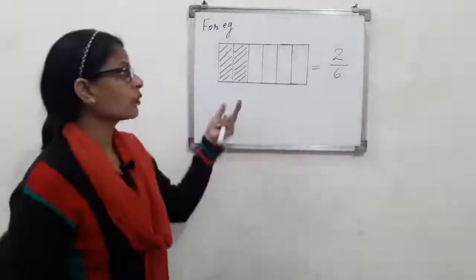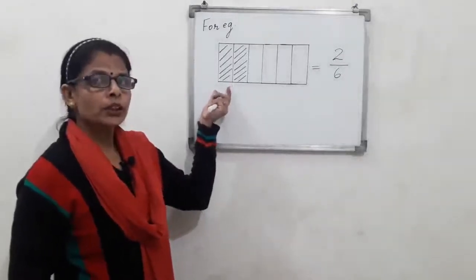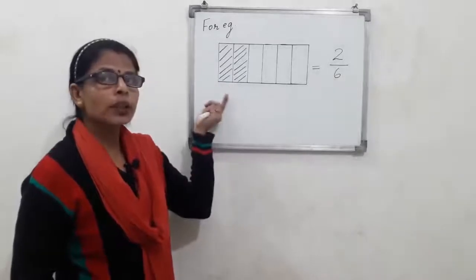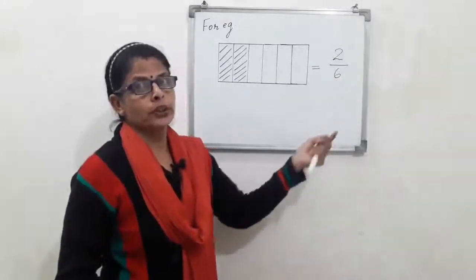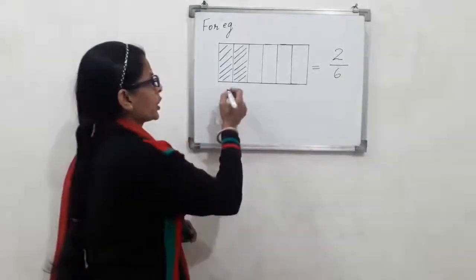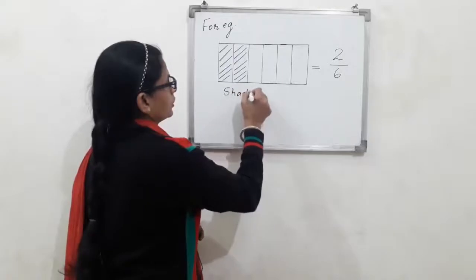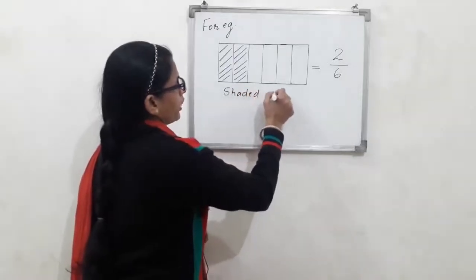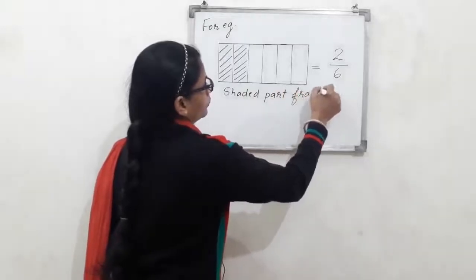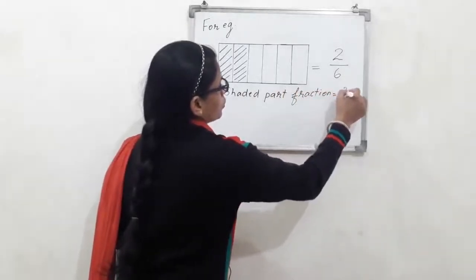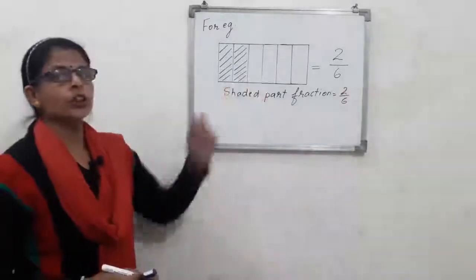What is the fraction for the shaded part? How many parts are shaded? 2. And how many total parts are there? 6. So what will be the fraction? 2/6. This is the fraction for the shaded part. Shaded part fraction equals 2/6. Now, what will be the fraction for the unshaded part?